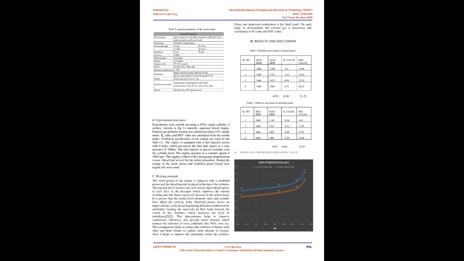The fuel injector is placed centrally over the cylinder head. The engine operates at a constant speed of 1060 rpm. The engine is fitted with a hexagonal-shaped piston crown. Diesel fuel is used for the whole procedure. During the testing of the stock piston and modified piston, brand new engine oils were used.